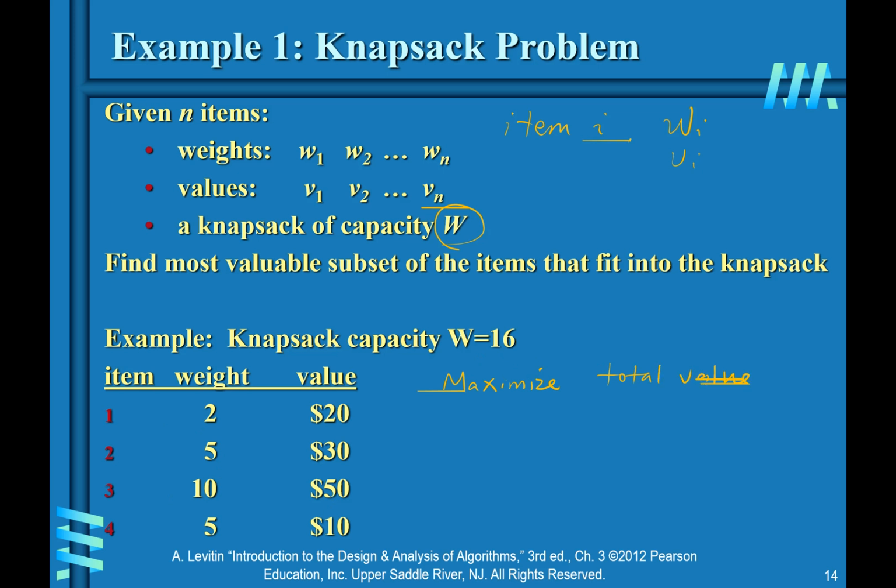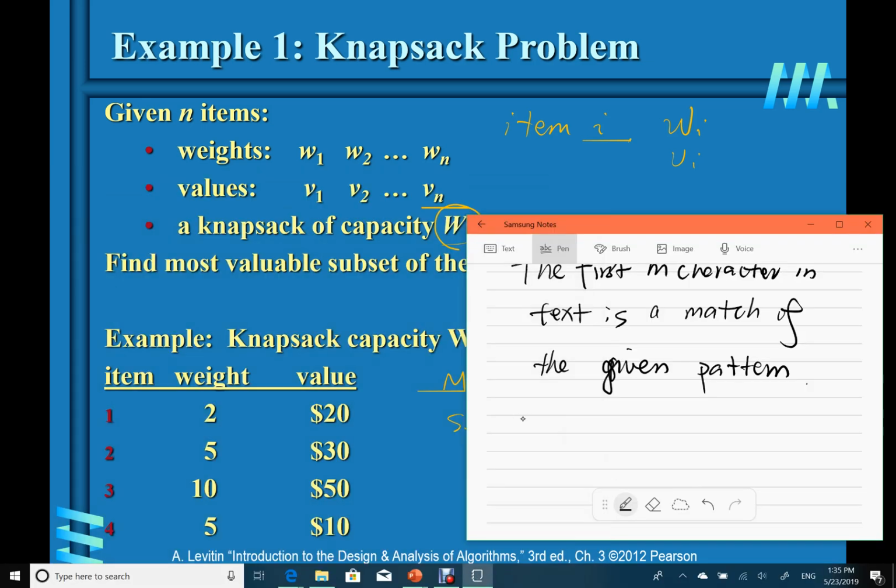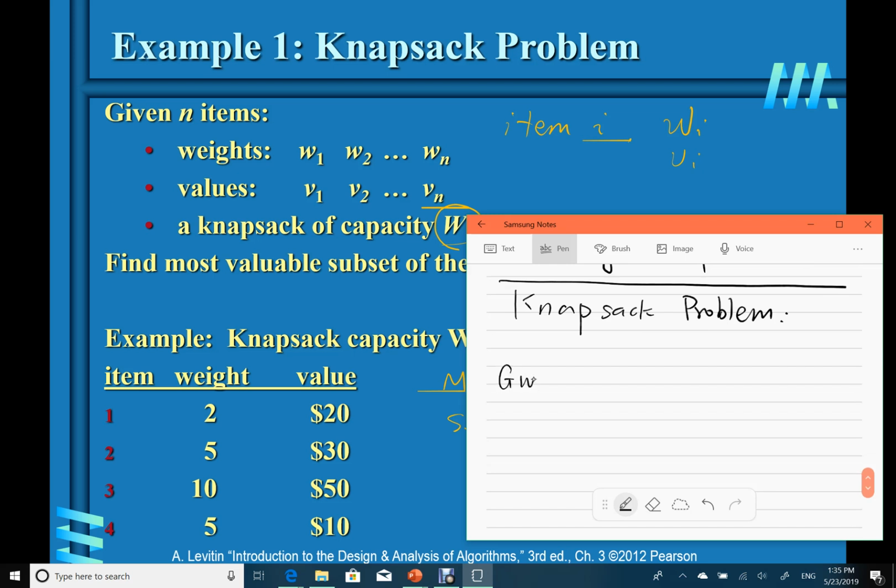Total value. This is the objective function, and subject to the constraint on the items we select, right? For example, if we select items ai with weight wi, and we sum them up, it should be smaller than W, right? I think we use the laws to make it clear. So this is the knapsack problem. As a mathematical and computational problem, we say given n items, right?